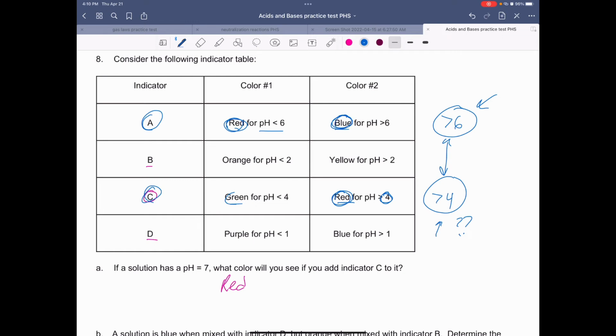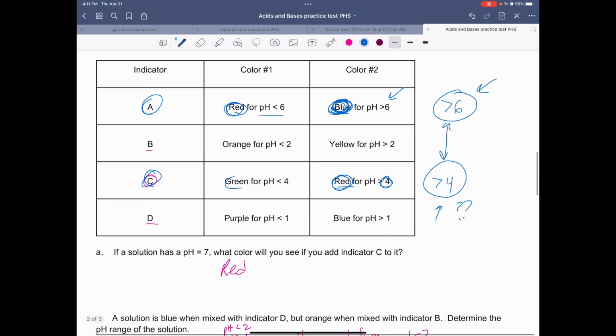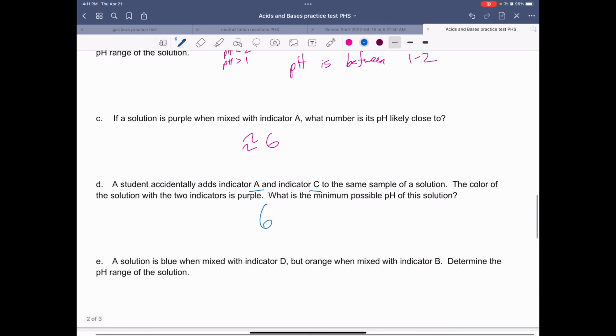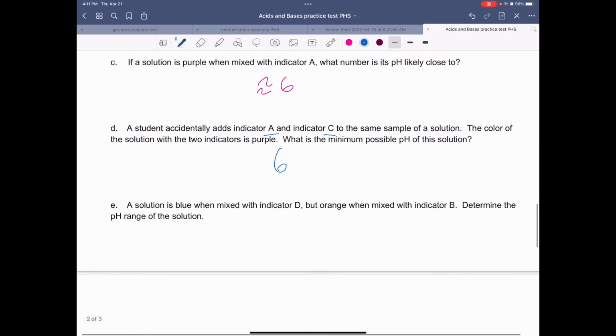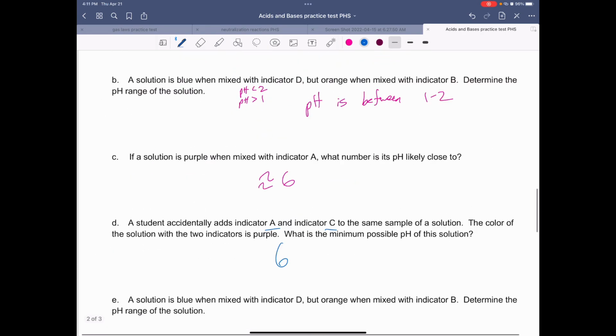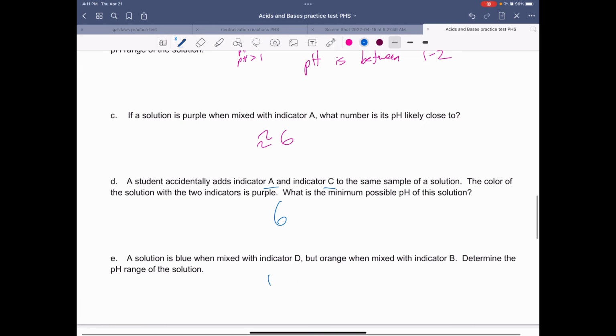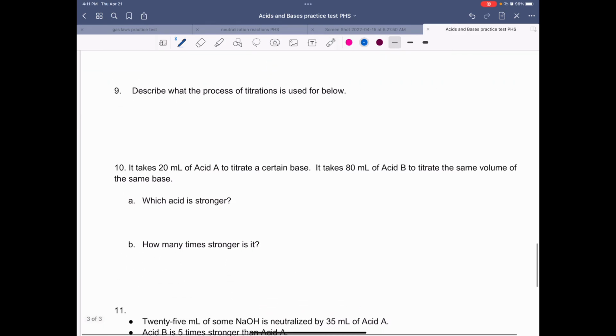Indicator A will only turn blue if the pH is 6 or higher, and it has to turn blue for this whole thing to turn purple. So the lowest pH of this substance could only be 6, because if it's 6 or higher, then this will turn red and A will turn blue, and that's how we get the purple. And then E, of course, is the same thing as B. The pH is between 1 and 2. It's the same question. All right.